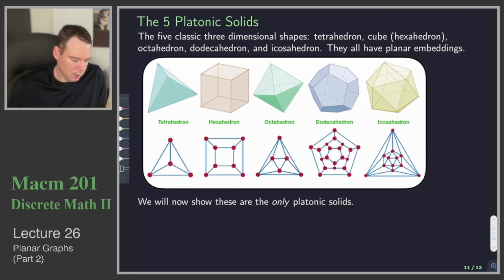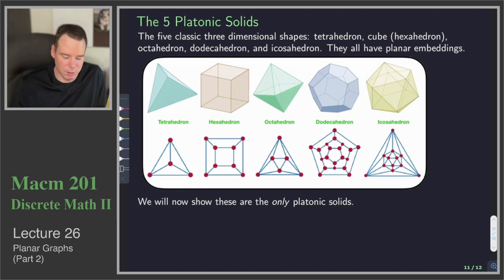All right, let's have a look at our application of these ideas to Platonic solids. So here's 5 Platonic solids you've probably come to know and love over the years: tetrahedron, hexahedron, also known as the cube, octahedron, dodecahedron, and icosahedron. Turns out these are the only 5 Platonic solids.